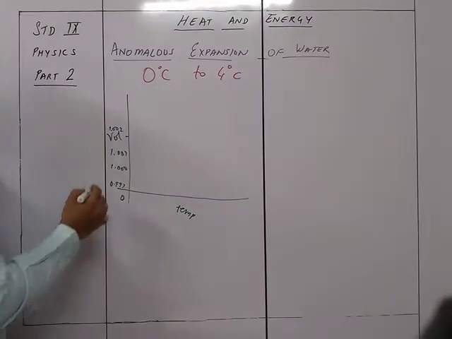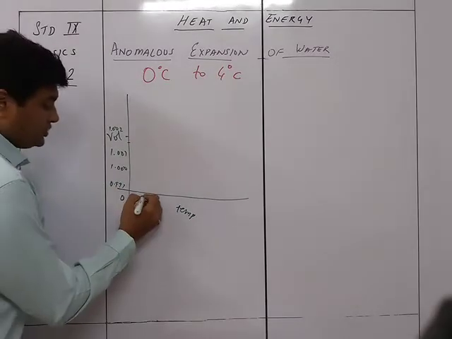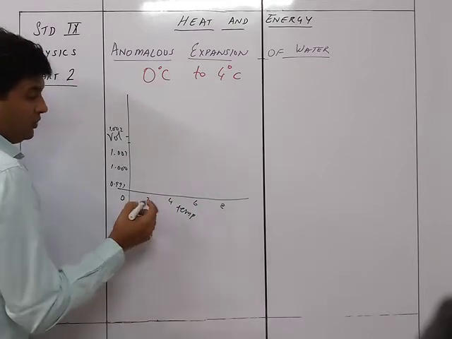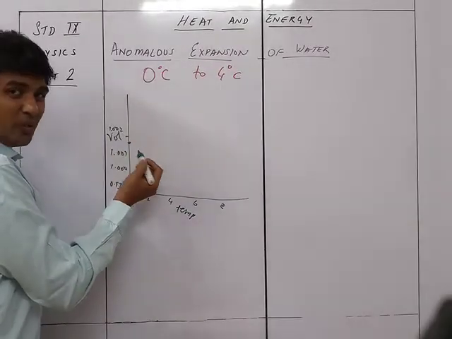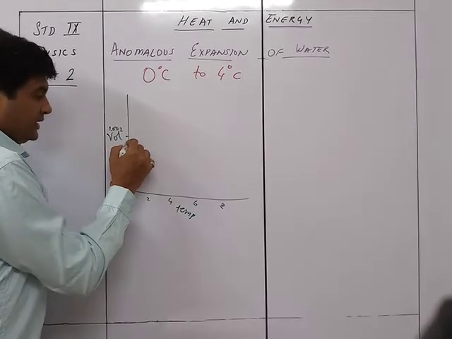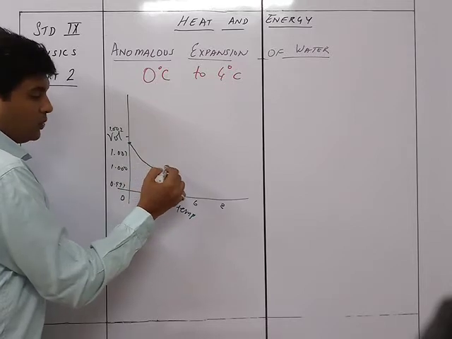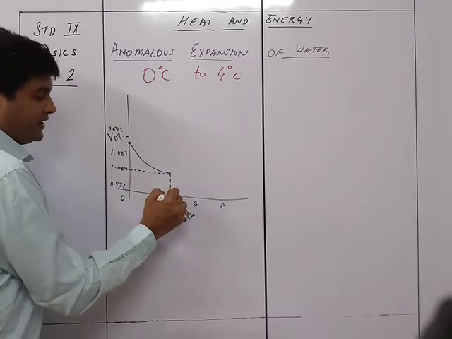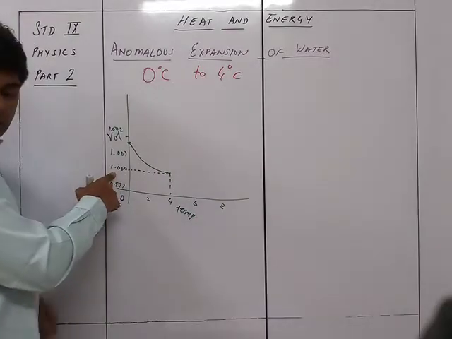So this is 2 degrees, this is 4 degrees, this is 6 degrees and 8 degrees. From here, that is around 1.01 or 1.015, when the temperature is increased, there is a fall in the volume. So the volume is going to fall till it becomes almost 1 at 4 degrees Celsius. At 4 degrees Celsius, it will become almost 1 centimeter cube.